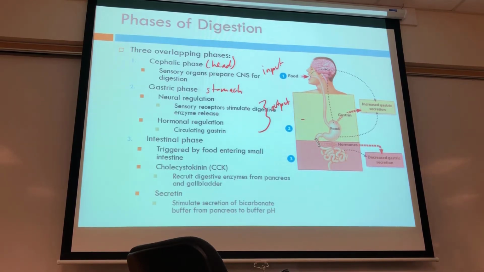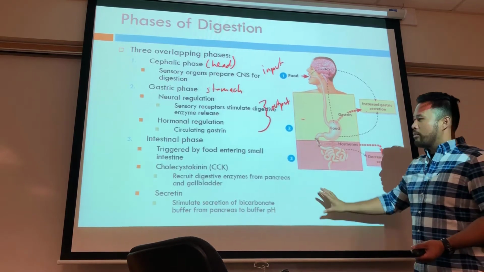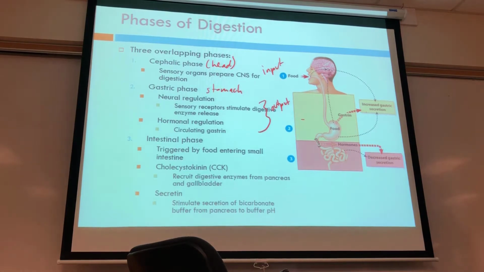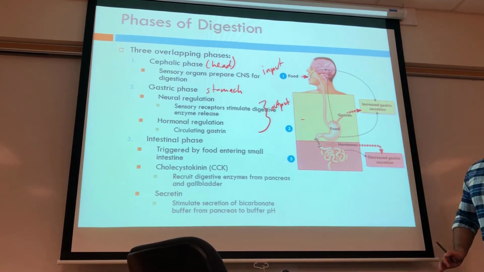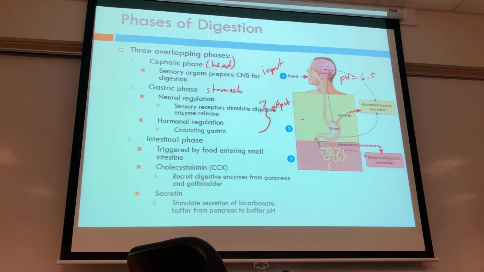The last phase would be the intestinal phase. And in the intestinal phase, we're moving from the stomach over to the intestines. And here you're going to learn about the two hormones, cholecystokinin as well as secretin. Now, before I get into cholecystokinin as well as secretin, I want to talk about the pH, which we'll learn much later on. The pH of saliva, again, which you'll learn later on, is about 6.5. So it's easy to say that this is a chemically neutral or a pH neutral environment.